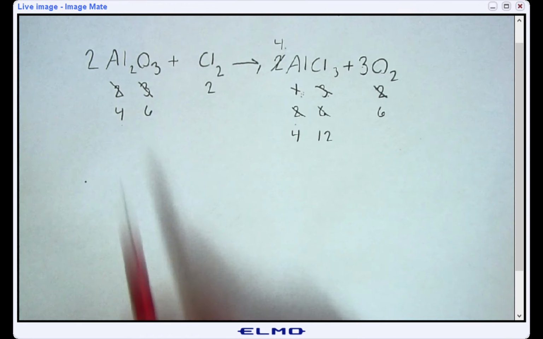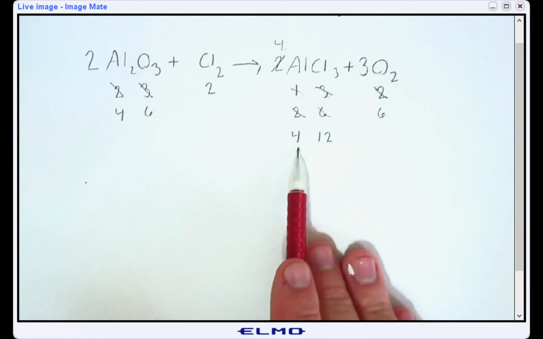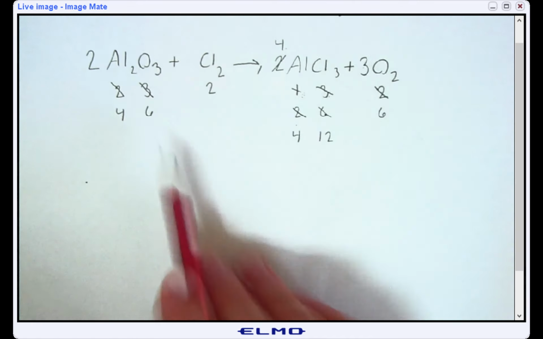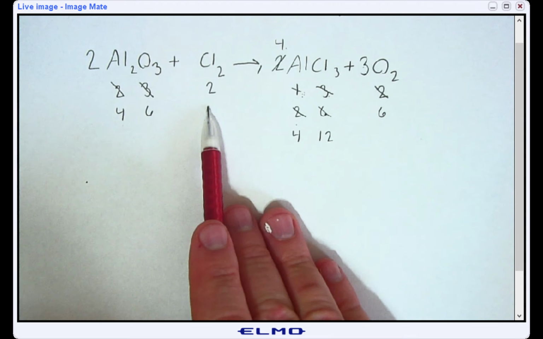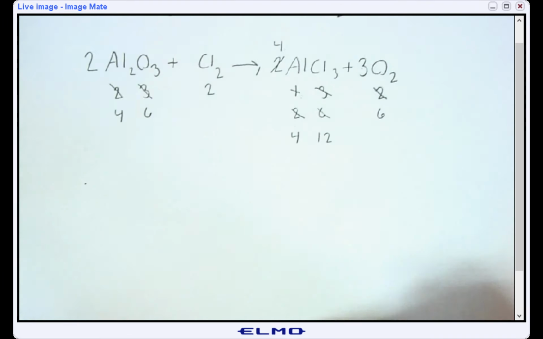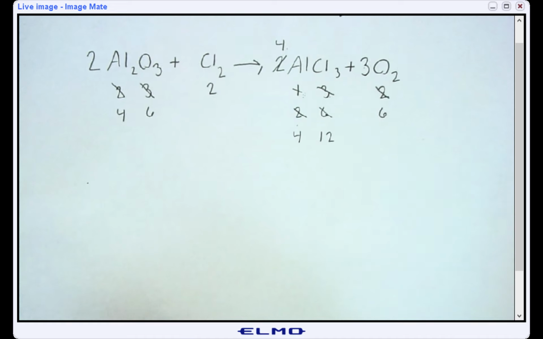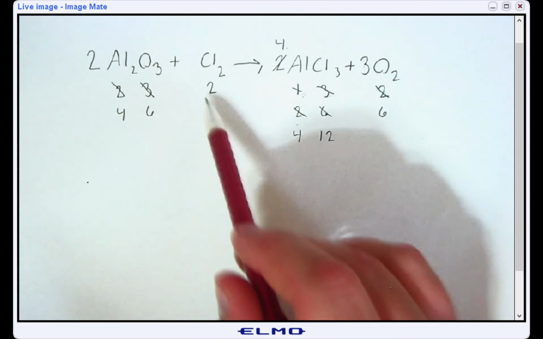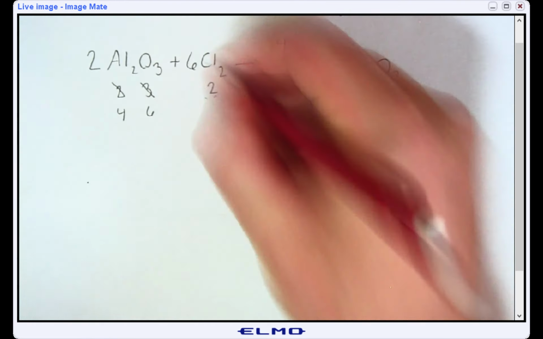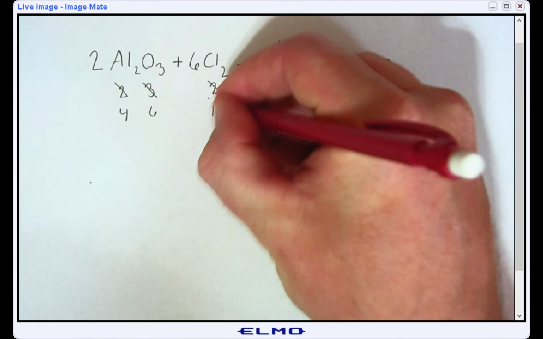Okay, let's see what we have. 4 aluminum, 4 aluminum. Yay, good. 6 oxygen, 6 oxygen. Yay. And then 2 chlorine and 12 chlorine. All right, we got to fix. What can 2 and 12 both go into? And the answer is 12. So we don't need to mess with this, but we need to multiply this by 6. So we put the coefficient out front. 6 times 2 is 12.